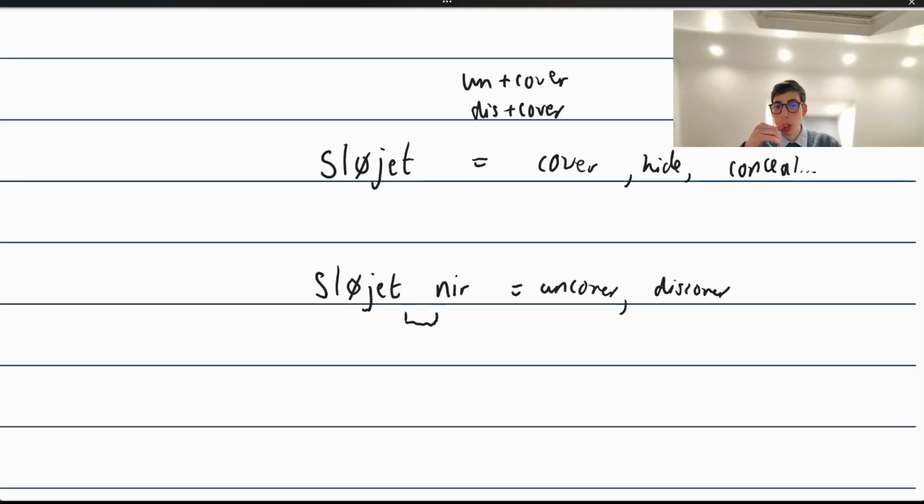So to say I uncovered it, I is je. Remember that I told you before it's sløj. Near, because if I just said je sløj, that's I cover. Je sløj near, I uncover. That gap here, it's a separate word, but nothing in between.